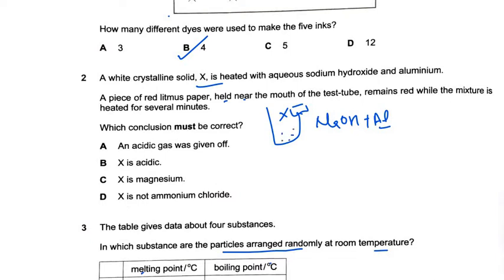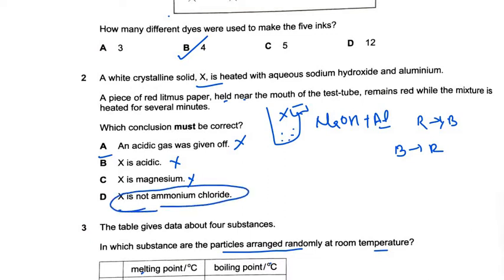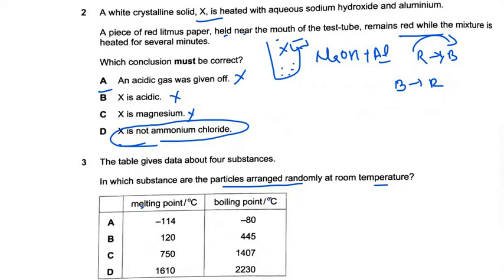If you have an ammonium compound here, it means the gas released will be ammonia, and ammonia is alkaline in nature, which will turn red litmus paper to blue. Correct? What about acidic? Acidic will turn blue to red. Now let's see the options. It is not acidic, it is not magnesium, because it's not a metal. X is definitely not ammonium chloride, because if you had ammonium chloride, it would give you ammonia gas, which would turn red to blue, and it is not happening. It remains red. So option number D is the correct option.